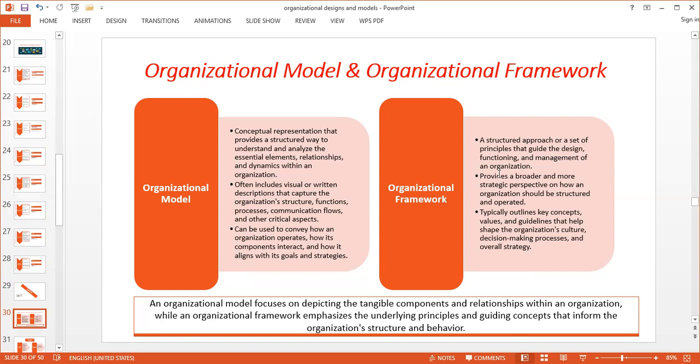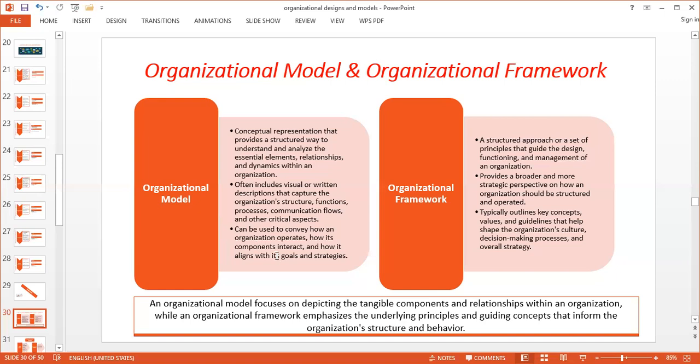Organizational models often include visual or written descriptions that capture the organizational structure, functions, processes, communication flows, and other critical aspects, while organizational frameworks provide a broader and more strategic perspective on how an organization should be structured and operated. Organizational models can be used to convey how an organization operates, how its components interact, and how it's aligned with goals and strategies.